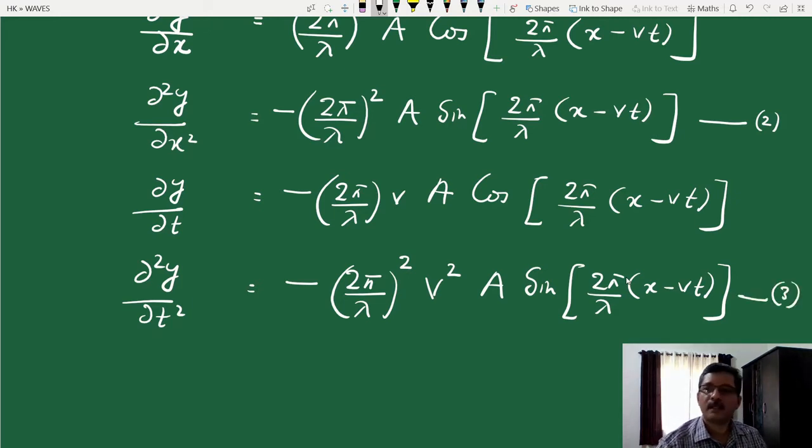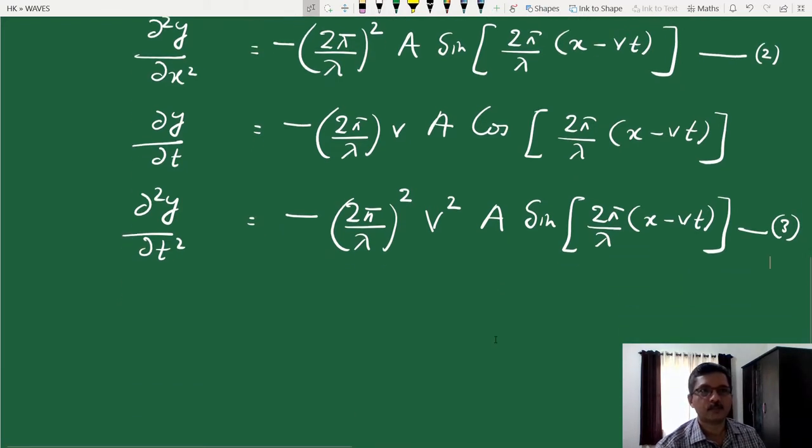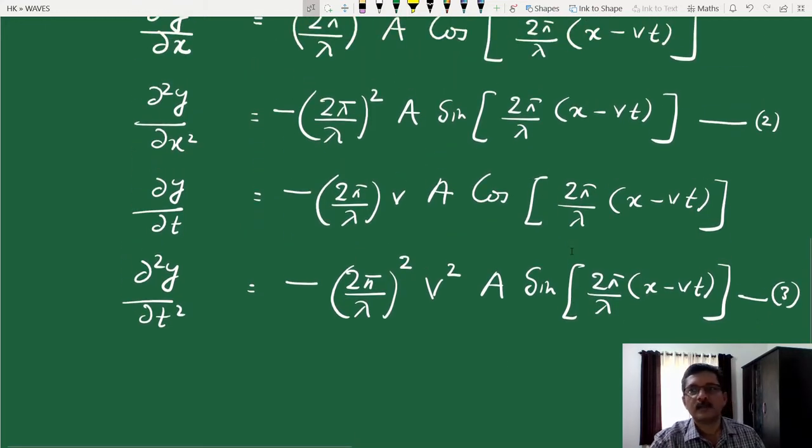Now we want to connect the derivative with respect to position and the derivative with respect to time. Look at equation 2 and equation 3. We have a minus sign, right? Look at the right side, the minus sign is there, (2π/λ)² is there. In equation 2 we have a sin(2π/λ (x − vt)). In equation 3 also we have a sin(2π/λ (x − vt)). So the additional term in equation 3 is v². If you divide equation 3 by v², we get equation 2.